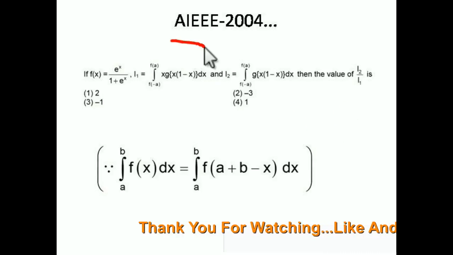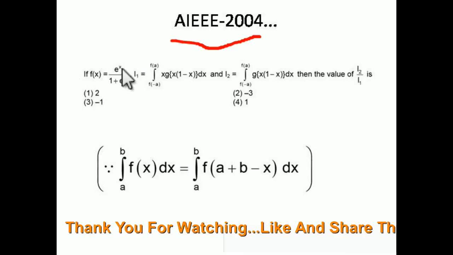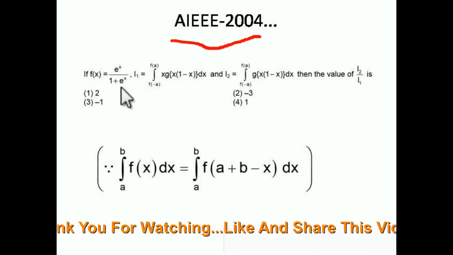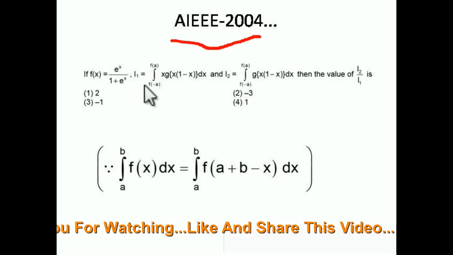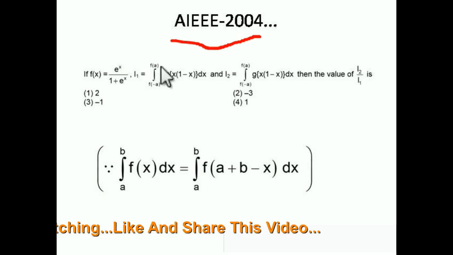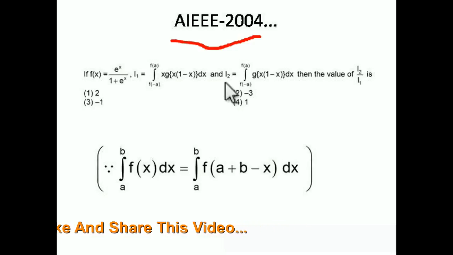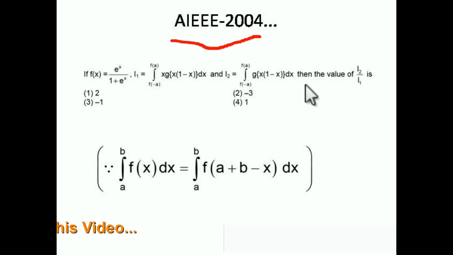This is a very good question. It says: if f(x) is equal to e^x upon 1 plus e^x, and I1 is equal to the integral from f(-a) to f(a) of x g(x(1 - x)) dx, and I2 is equal to the integral from f(-a) to f(a) of g(x(1 - x)) dx, then what is the value of I2 by I1?